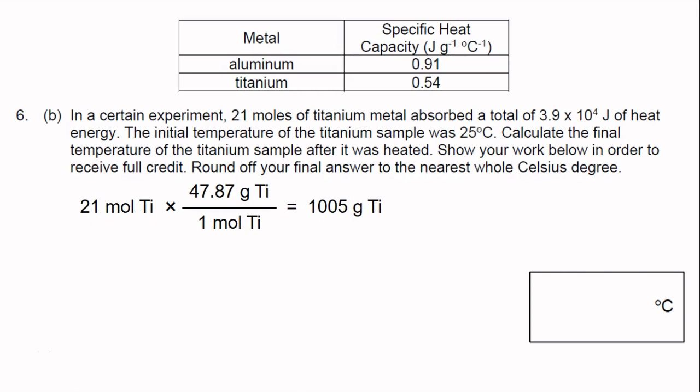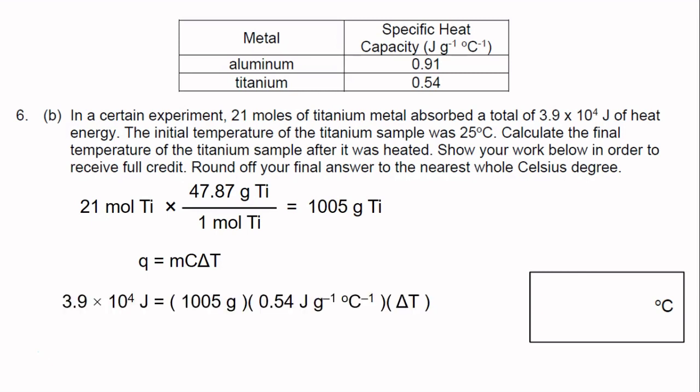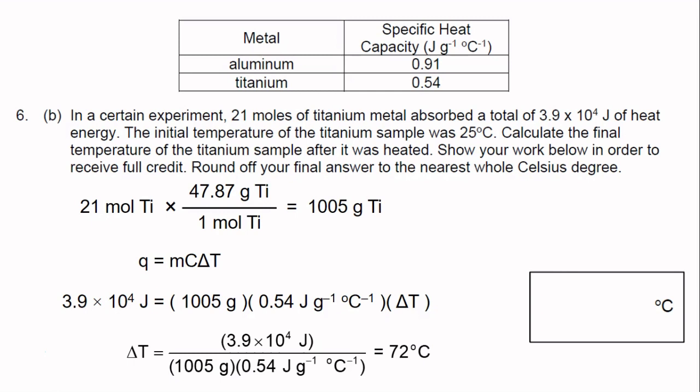Let's move on to our next bit of information. We don't know the change in temperature, but we have the total amount of heat, we have the specific heat capacity of the titanium, and we have the mass. Let's go ahead and solve for delta T. So if Q equals mc delta T, the heat is 3.9 times 10 to the 4 joules. The mass is 1,005 grams. The specific heat capacity is 0.54. And our delta T, based on this math, works out to be 72 degrees Celsius.